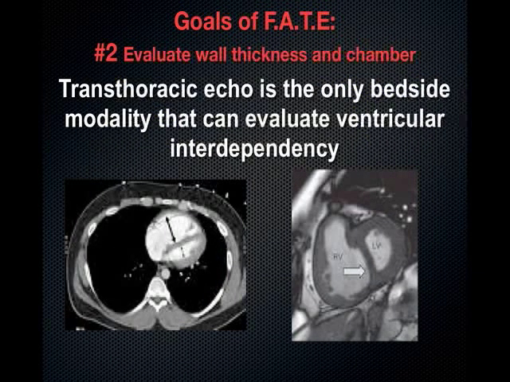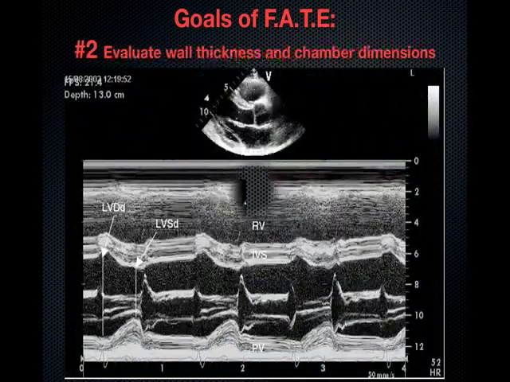Number 2 goal, looking at wall thickness and chamber dimensions, just a reminder that transthoracic echo is really the only bedside modality that can evaluate this and look at ventricular interdependency. You know, we have hints of it at CT scan and MRI, but the only dynamic way we can look at this at the bedside is by ultrasound.